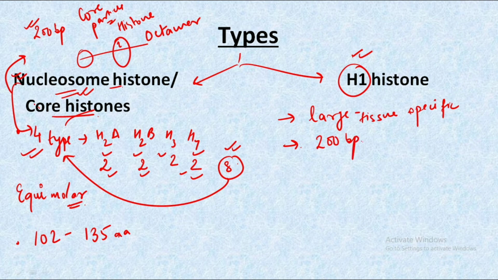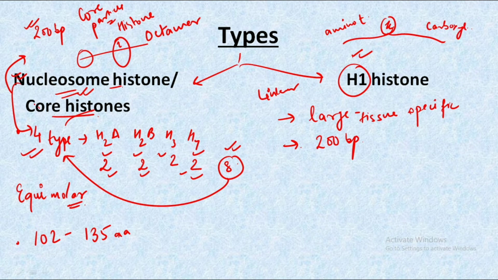The other name for the H1 histone is the linker or the spacer histone. Why is it called the linker histone? Because of its structure. This is the H1 histone, and it has two main components. The first one is the globular region, and it also has two arms. One arm is known as the amino terminal, and the other arm is known as the carboxyl terminal.